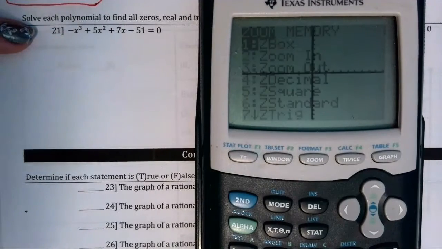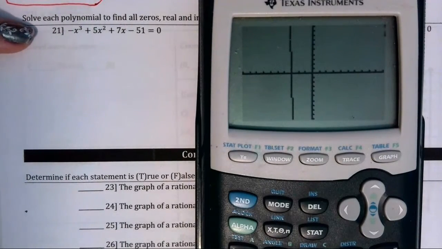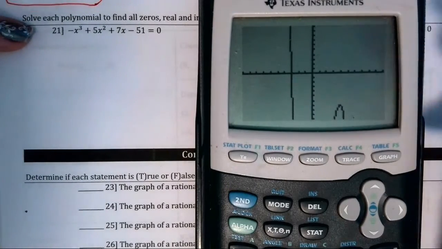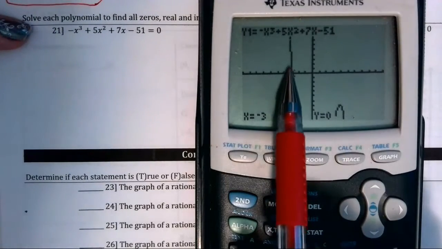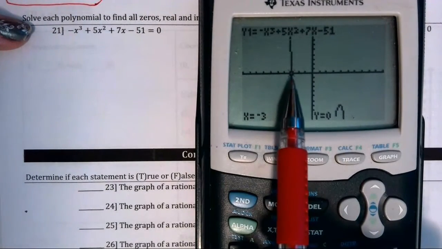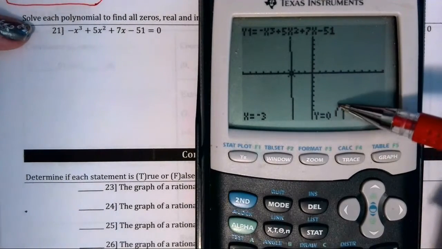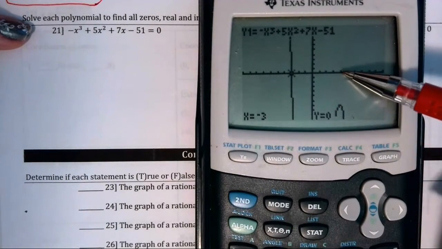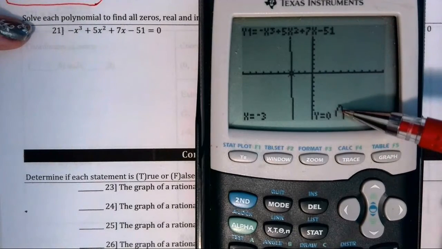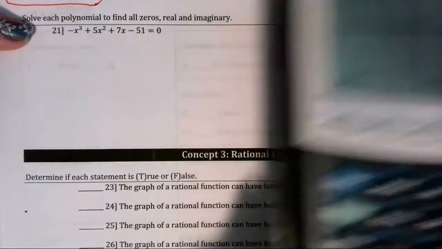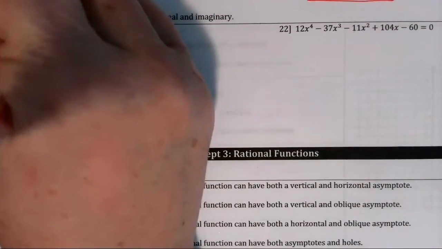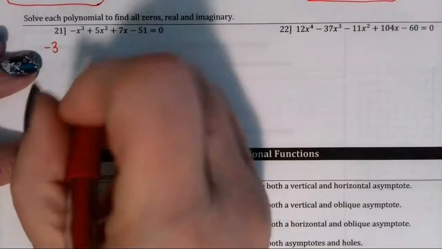Then zoom 6 will show us a standard negative 10 to 10 window, and I can see that it's crossing here at negative 3, so I can start my synthetic division with that real zero. I also see there's a turning point here that does not touch the x-axis, and that means there's going to be two imaginary zeros. So I have one real zero at x equals negative 3, and then I'm going to end up with two imaginary at the end.